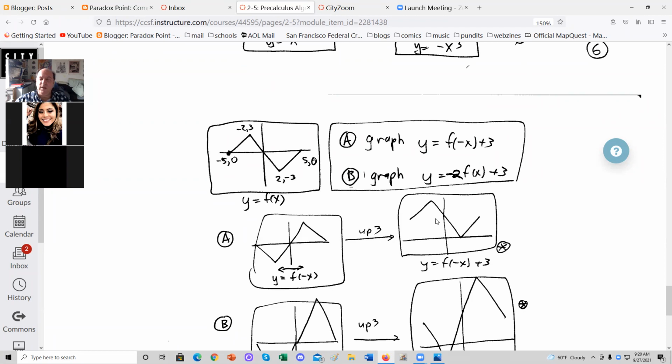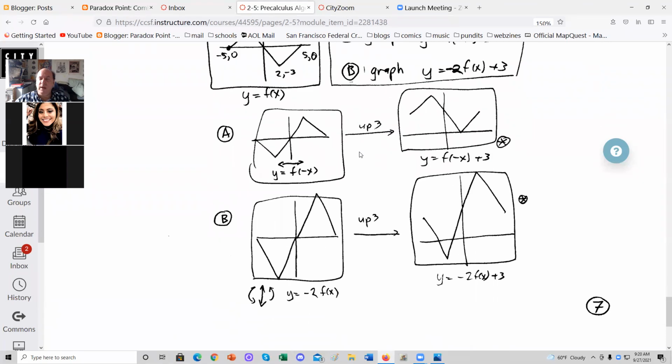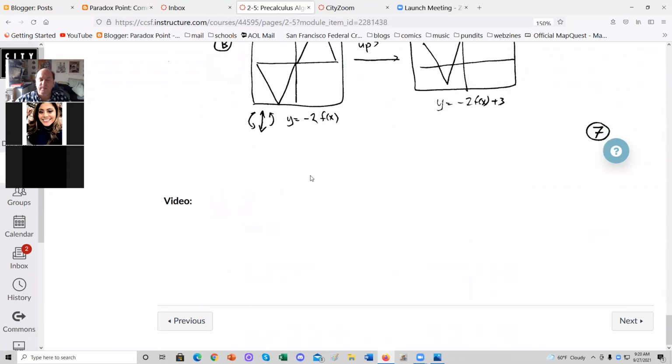Then plus 3 raises it 3 units. So here's the graph. For b, first negative twice f of x is flipped up or down and then also stretched vertically. Then add 3, move it up 3, so you get this graph here. Okay.